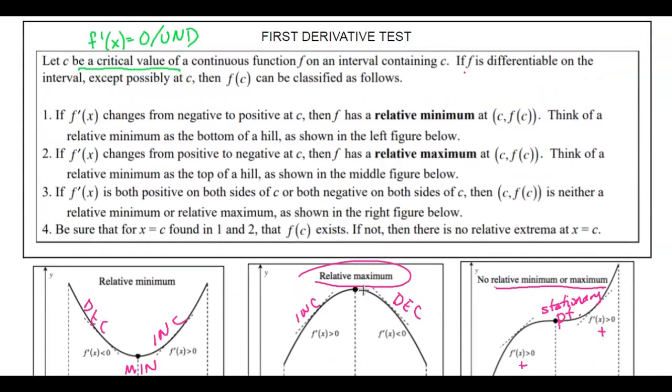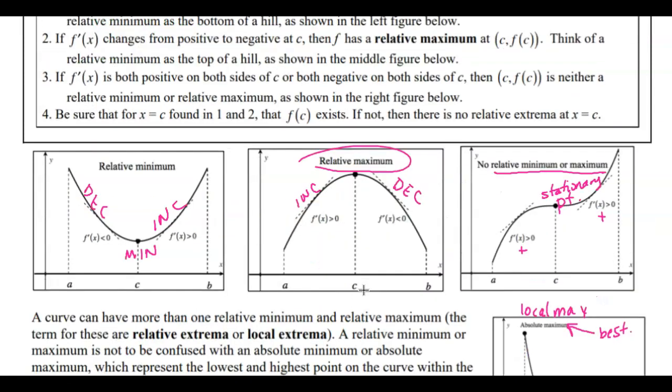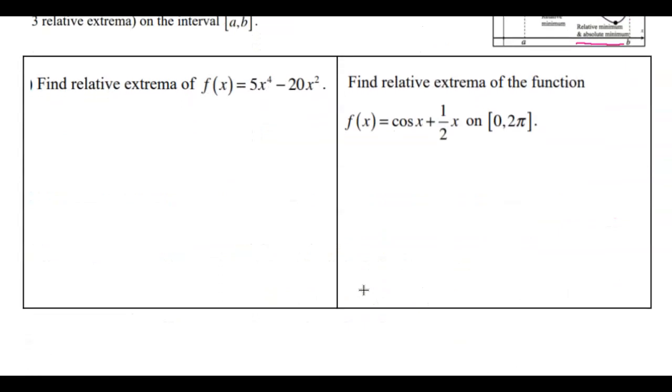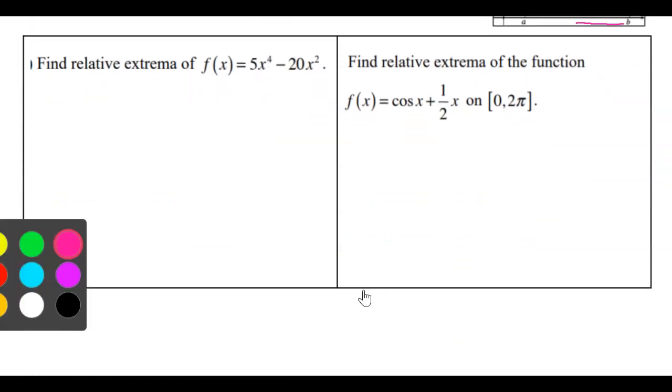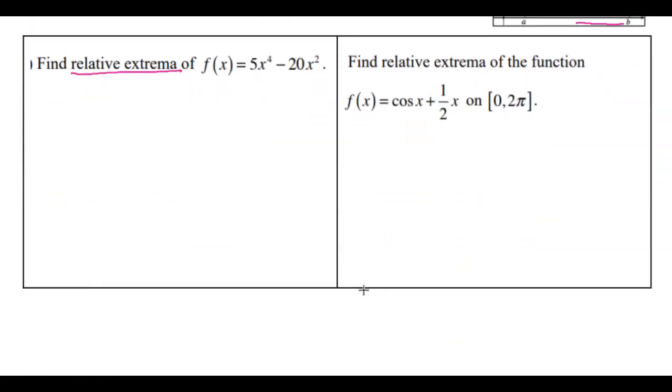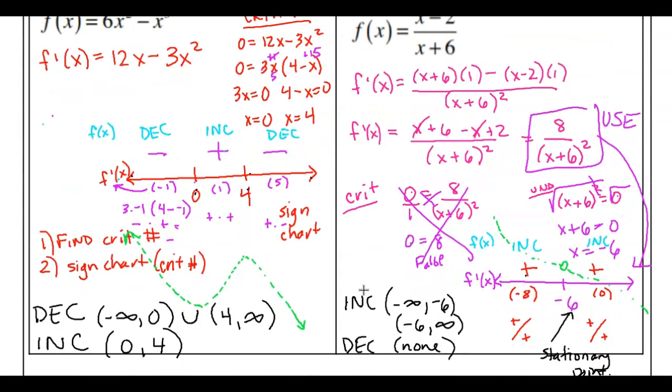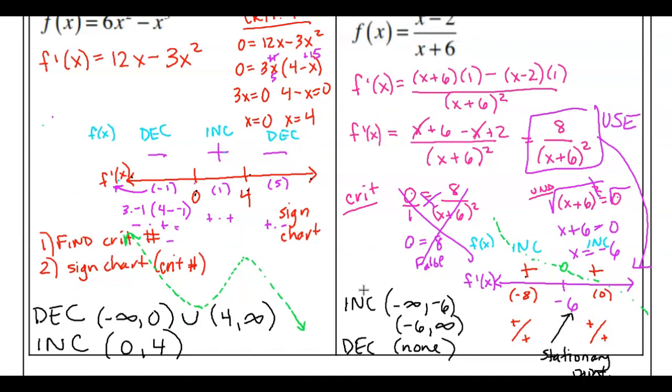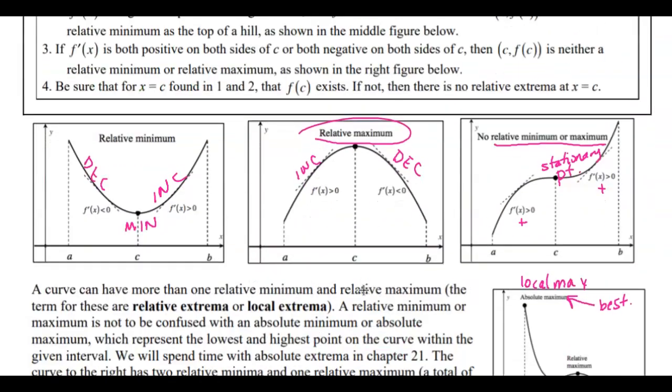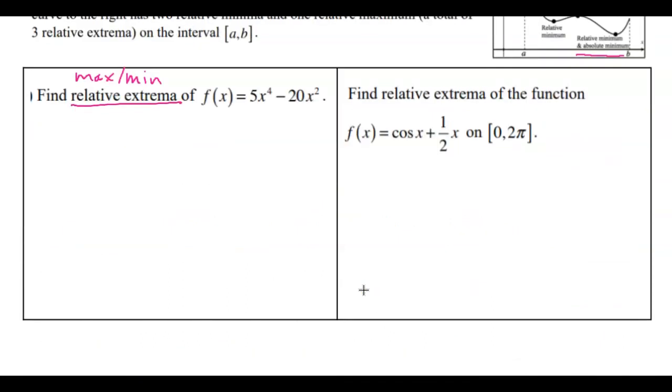Notice this rule doesn't tell you what the maximum or minimum y value is. It just tells you that it is a max or a min, okay? So there we go, let's try the first one. This says find all the relative extrema, so that's max and min, of this. Notice I'm going to use kind of the same steps here, and this green curve is actually going to help me visualize and answer the question.